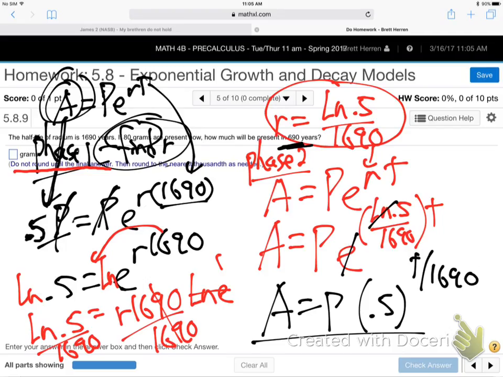All that, so again, on these PERT problems, these growth and decay ones, phase 1, use the PERT formula, find R. Phase 2, plug in R to the PERT formula.